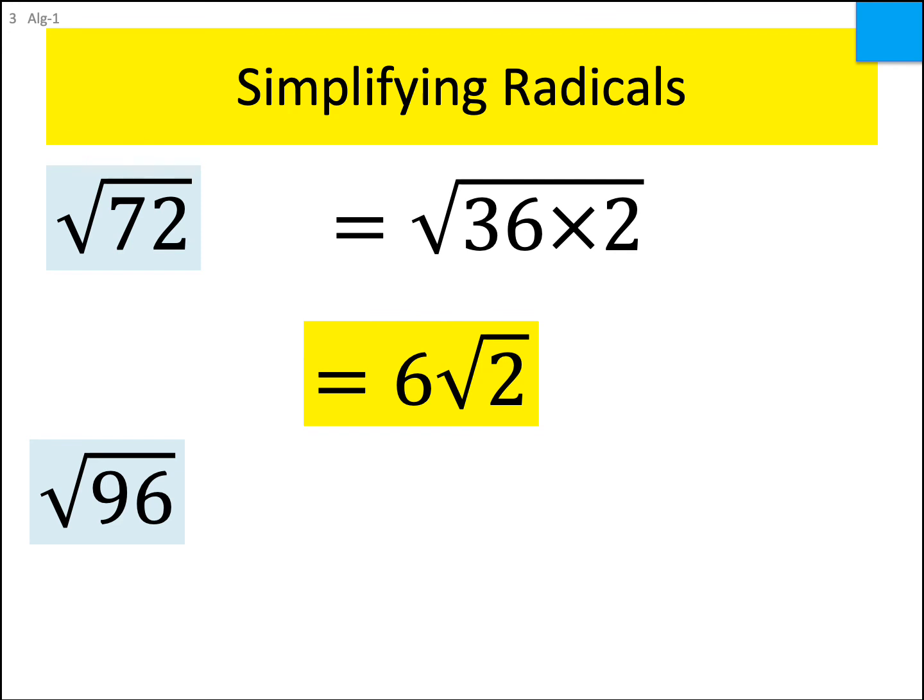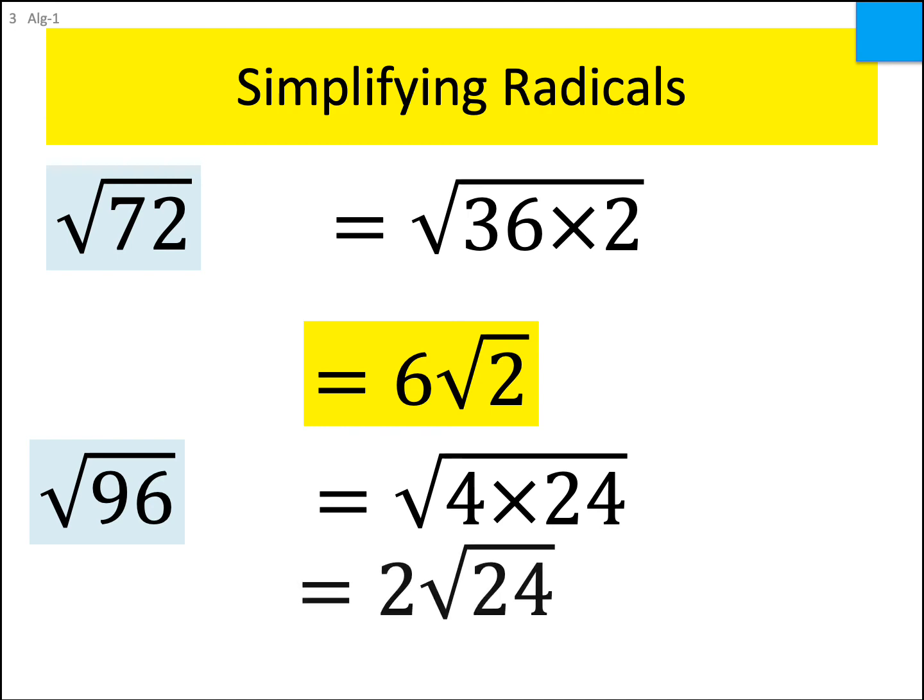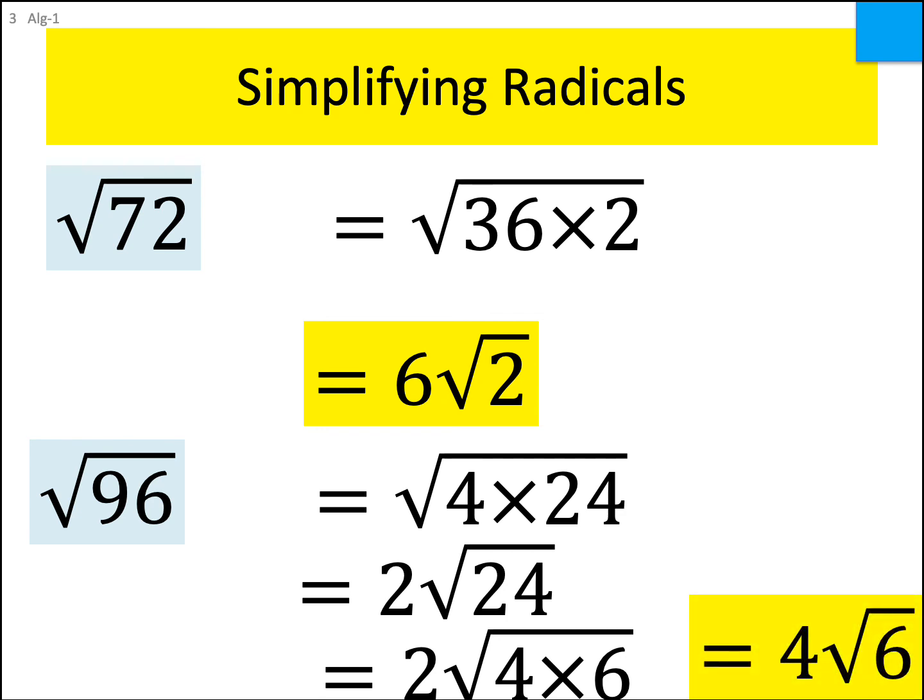You catching on? All right, 96. You start getting really big numbers, and a lot of times you're not going to realize the biggest perfect square that goes into it. So this is one of those cases probably for 96 that you may not even realize 4 goes into 96. You may have to give this some thought. All right, well, let's see. Square root of 4 is 2, so we got 2 root 24. But wait a minute, 24 can be written as 4 times 6. Square root of 4 is 2. 2 times 2 is 4, so we get 4 root 6.